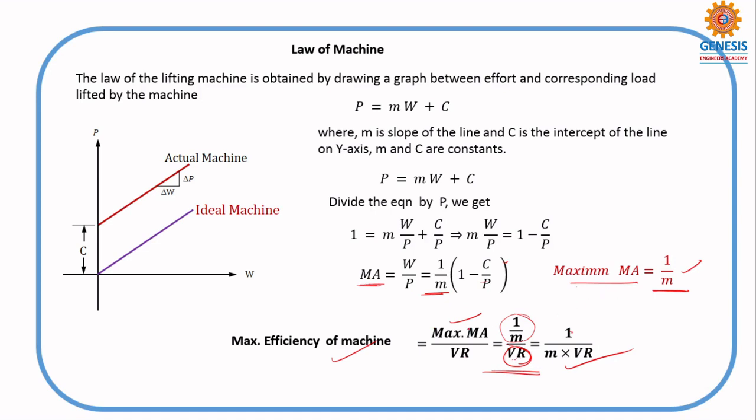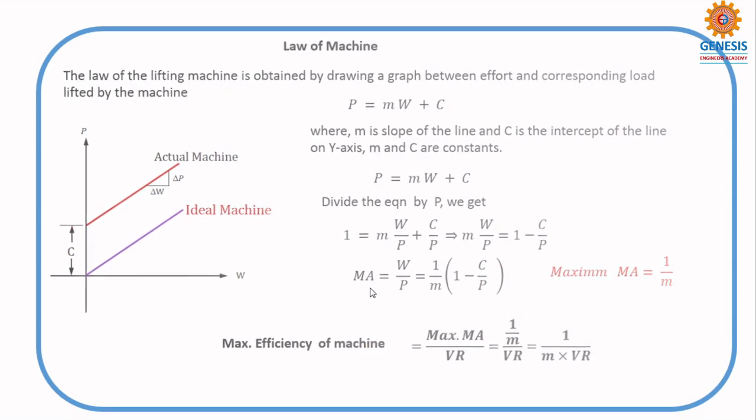So the maximum efficiency, if it is 100%, C is equal to 0. C is equal to 0, what would happen? This actual machine will coincide with the ideal machine. So with C equal to 0, you are going to get this maximum advantage. So that is more or less equivalent to ideal machine efficiency, or otherwise it reaches the ideal efficiency. Okay.